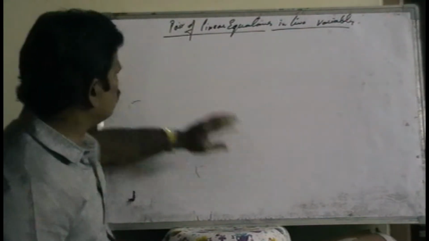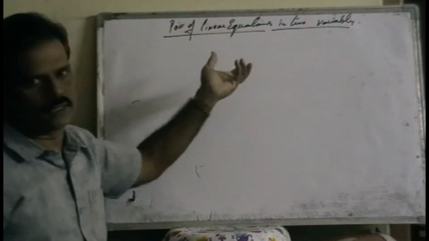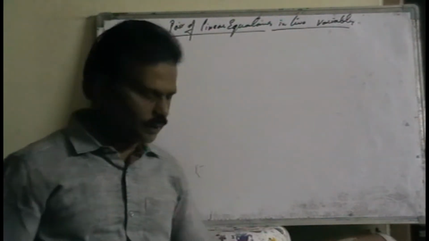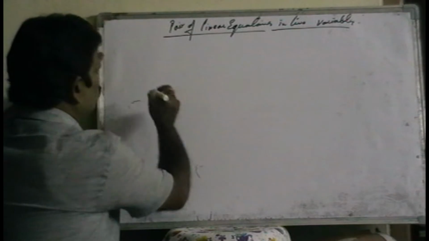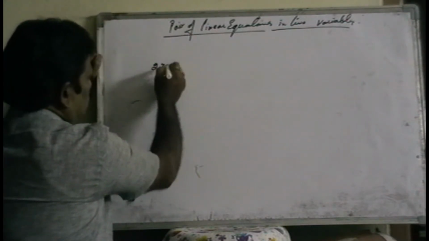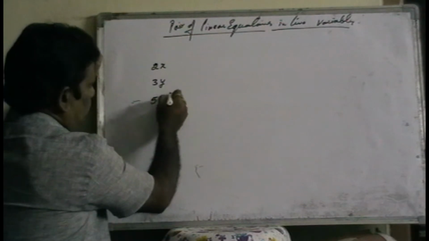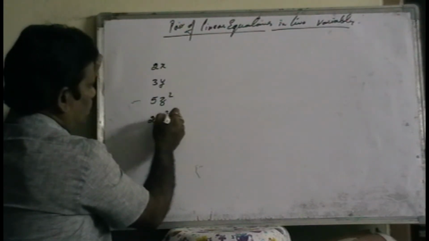So first of all, let us discuss what is an equation and which equation we call a linear equation, right? Now first one, 2x, 3y, 5z square or 2a cube, right?